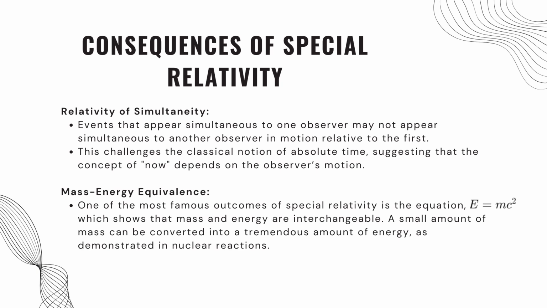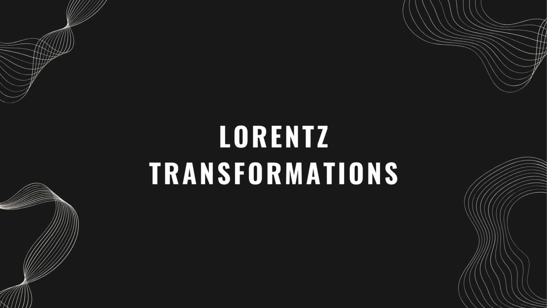in nuclear reactions. Lorentz transformations are a set of equations that relate the space and time coordinates of events as measured in different inertial frames of reference moving at a constant velocity relative to each other. They are essential for understanding how quantities like time, space, and velocity change between different reference frames in the context of Einstein's special theory of relativity.